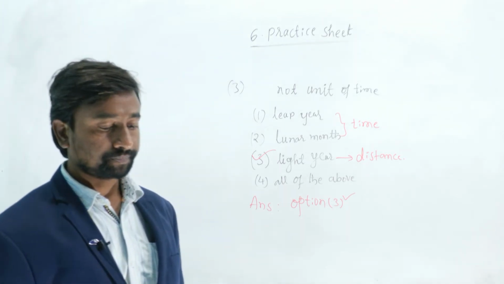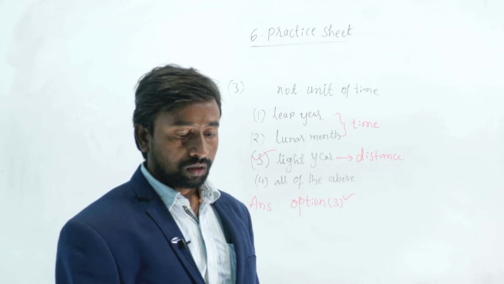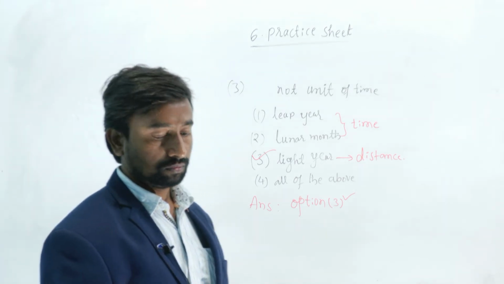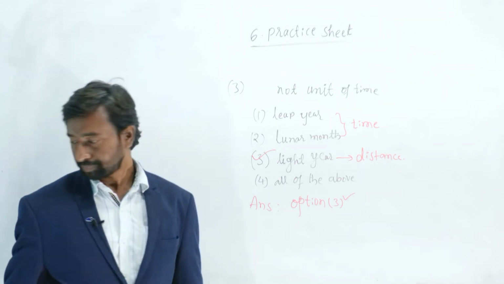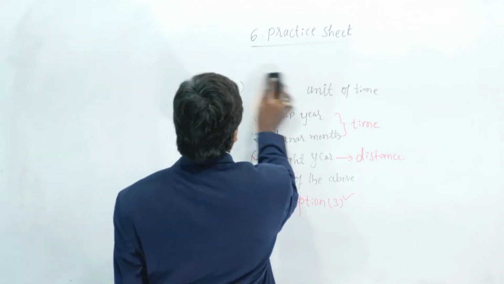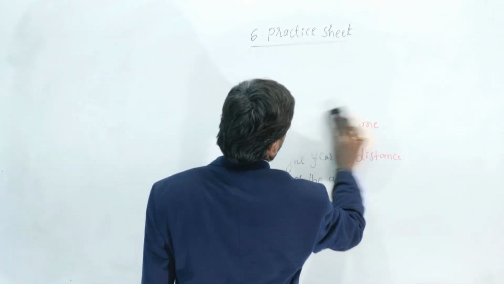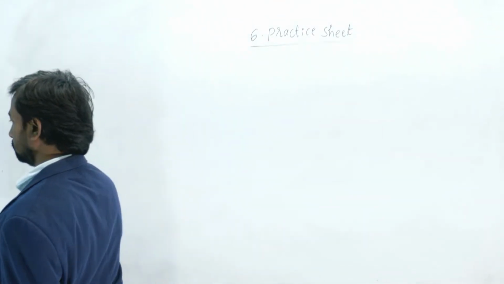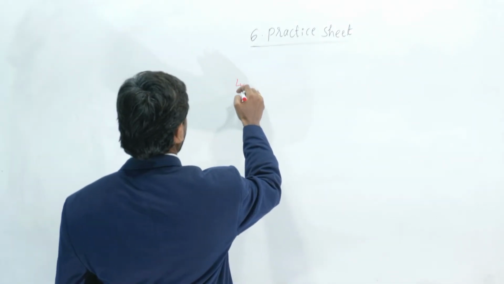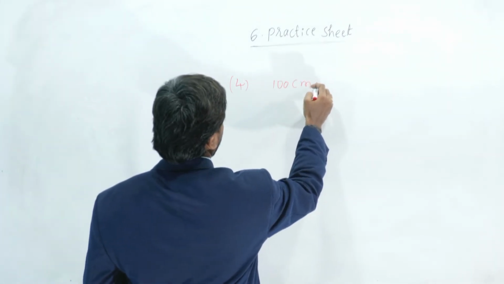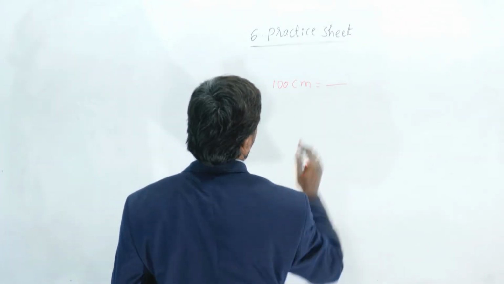Next question. 100 centimeters is equal to... Next, fourth question. Here the fourth question is given: 100 centimeters is equal to dash.